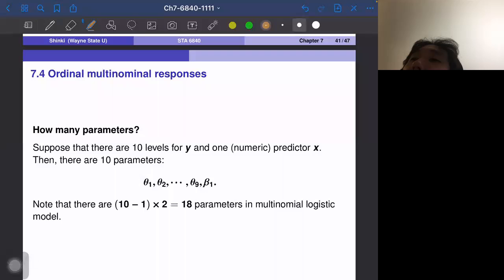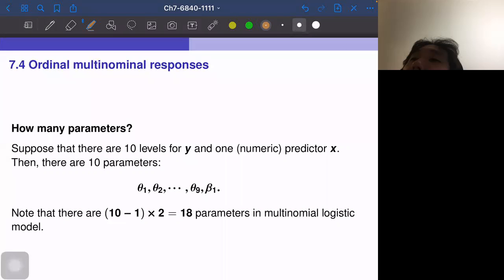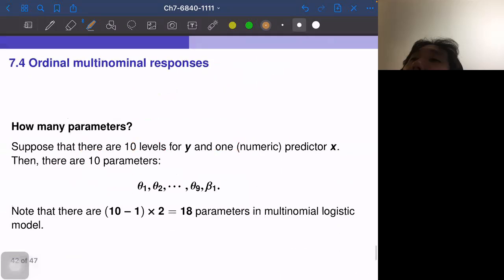Okay, so now that we have covered the theoretical thought, how many parameters are there in the proportional odds model? The number of parameters is much less than in multinomial logistic regression. Suppose we have 10 levels of y and just one predictor. What happens in the proportional odds model?